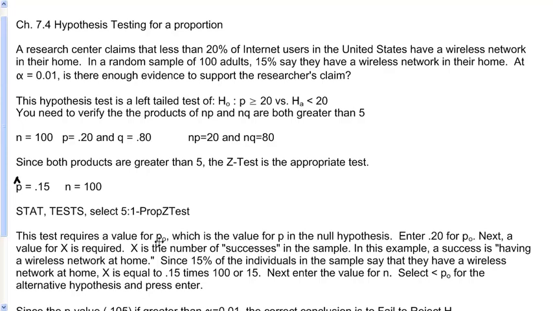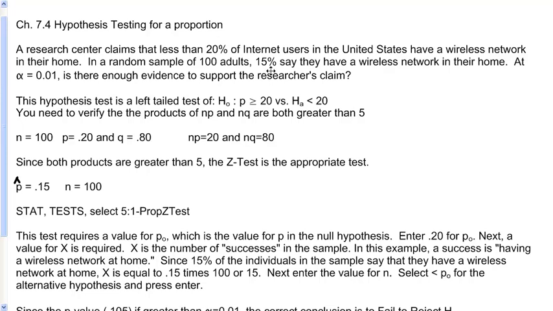So this test requires a value for p sub 0, which is the value of p in the null hypothesis. So you're going to enter 0.20 for p sub 0, or the null p. Next, a value for x is required. x is the number of successes in the sample. In this sample, the success is having a wireless network at home.